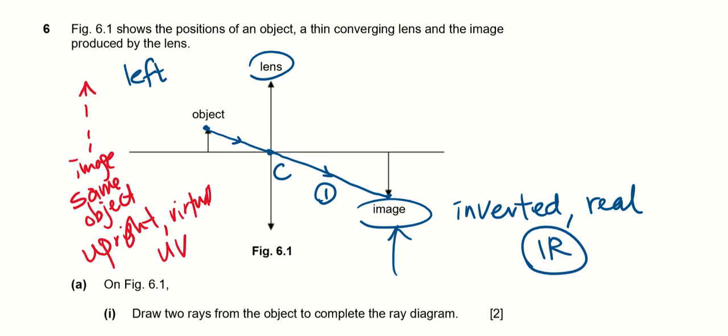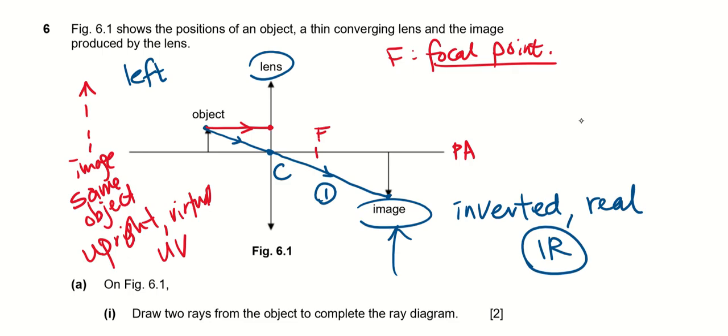The second one is the light ray, okay, which is parallel to the principal axis, will touch the lens, and then it will go and cut the F. What is F? F is the focal point. But then you say, but how do I know where's the focal point? You don't know. In this question, you don't know. But in some questions, they give you the focal point. So for example, if the focal point is here, the light ray will go down and cut the focal point.